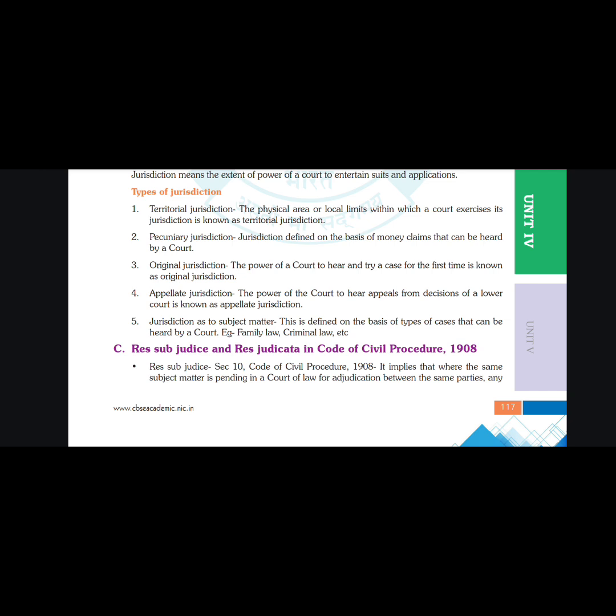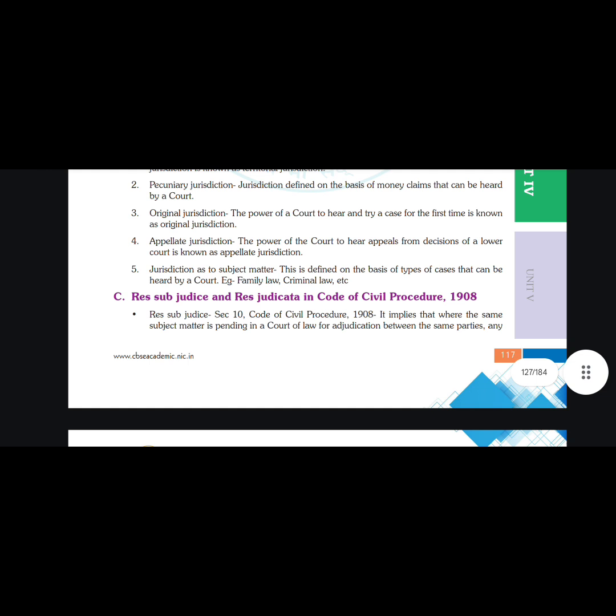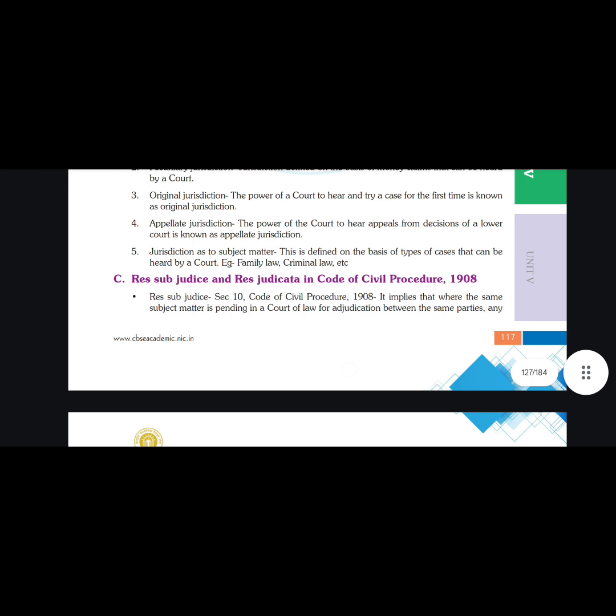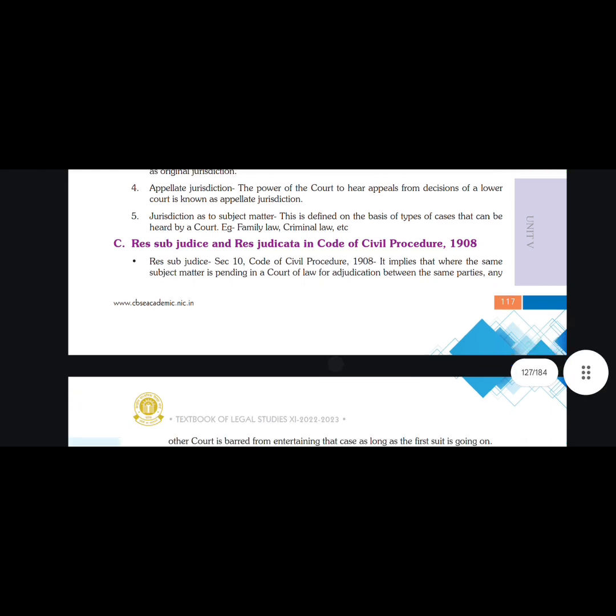Then original jurisdiction. Wherever you find this term original, it means the court which hears and tries a case for the first time. Original means सबसे पहले केस वहाँ ही जाएगा. Then appellate means appeals. As to subject matter, it means civil, criminal, family law, all these, which depend upon the type of cases that can be heard. Tribunals can also come under this, which are made for particular laws concerned.